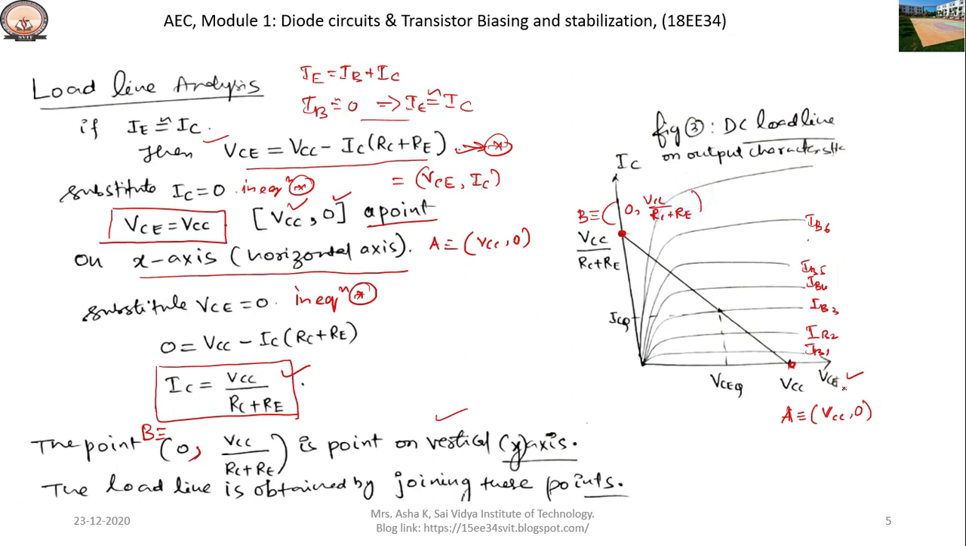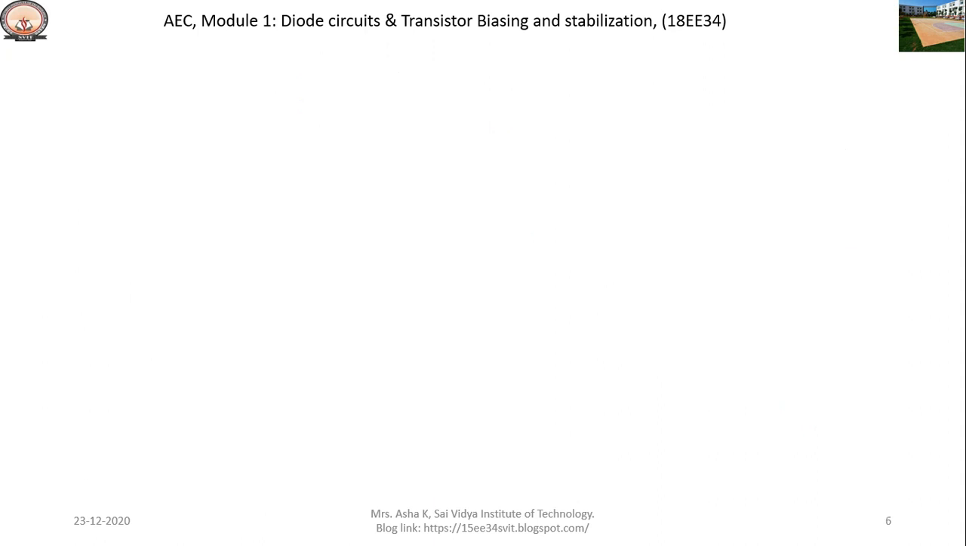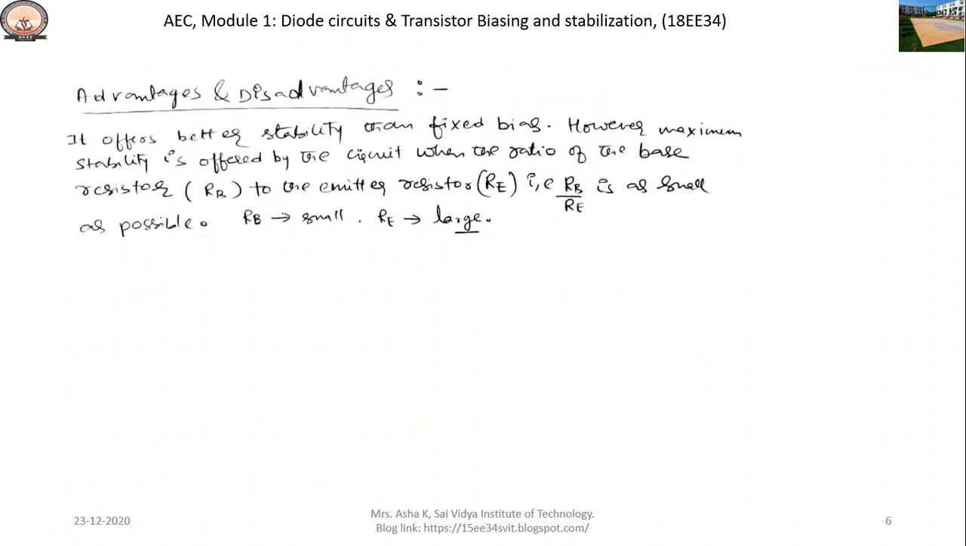After joining these 2 points on the output characteristics curve, we can easily mark the Q point. This Q point is nothing but the VCEQ and ICQ values. So this completes the DC load line analysis of the self bias circuit.